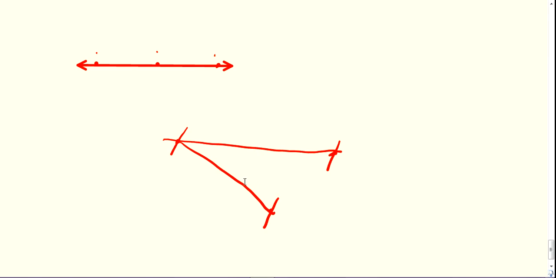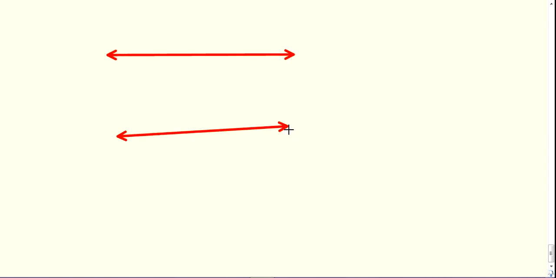So not exactly 3. So this is a false statement, and you have to write that no line passes through all the 3 non-collinear points. If you have 3 non-collinear points, there is no chance that a line will pass through these 3 points.